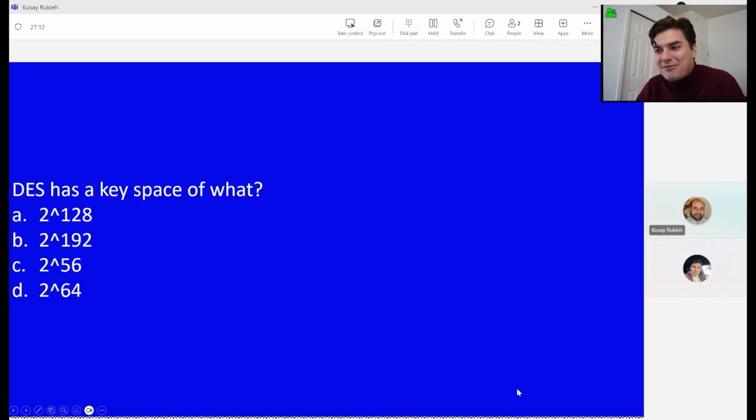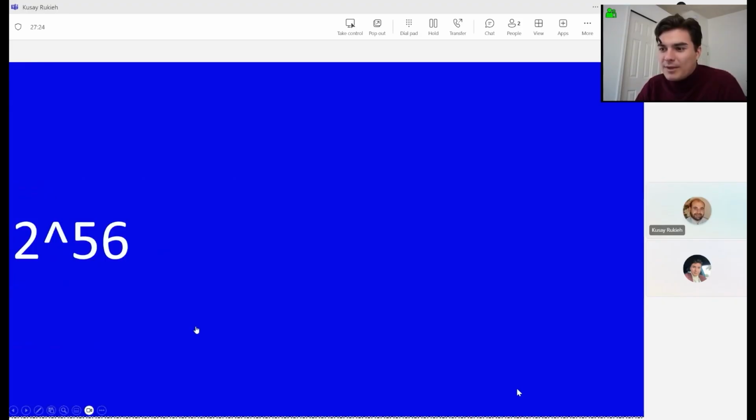This has a key space of what? It has a key space of 56. So it's going to be 2 to the 56, and then the 8 bits for parity, right? Exactly. So 2 to the 56. That's our answer. And can you tell me a little bit about parity?